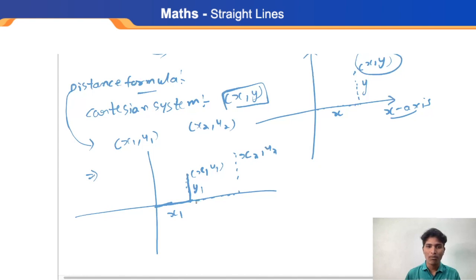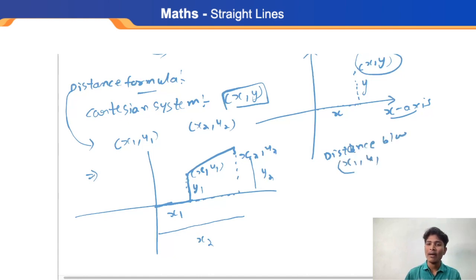I have moved this entire distance as x2, and I have moved this entire distance as y2. So this point is called x2, y2. Now what is the distance formula saying? I have to find the distance between these 2 points, that is x1 y1 and x2 y2, that is a distance between x1 y1 and point x2 y2.